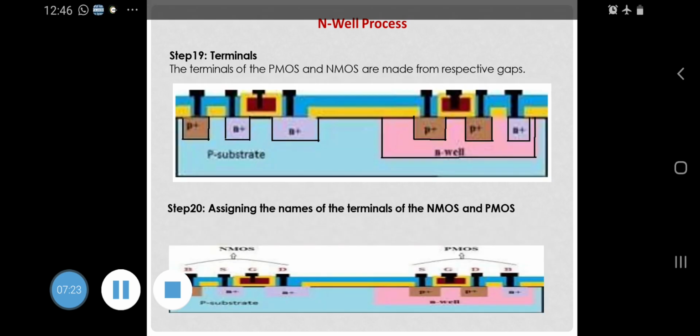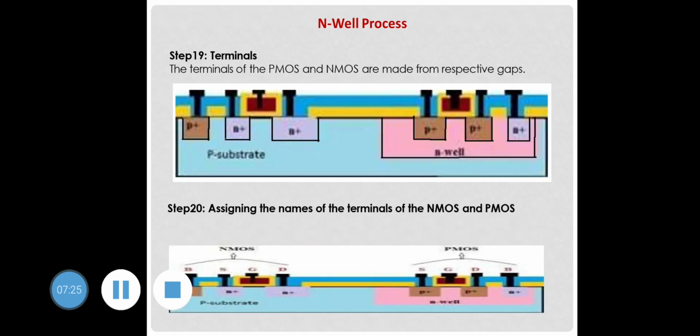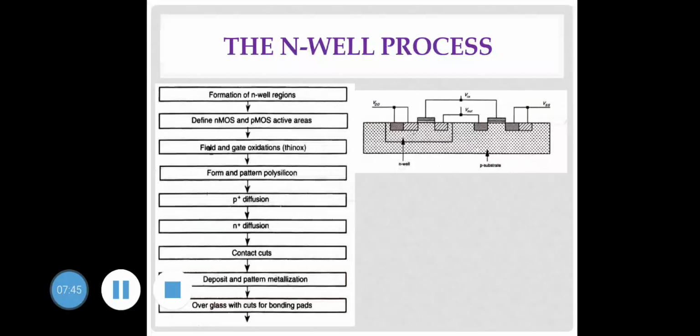Next, step number 19, terminals. The terminals of the PMOS and the NMOS are made from the respective gaps. And then the names of the terminals are assigned to the NMOS and the PMOS. So this is how NMOS and PMOS are formed on a single P-type substrate using the N-well process. This is the N-well process flow diagram, the flow chart.